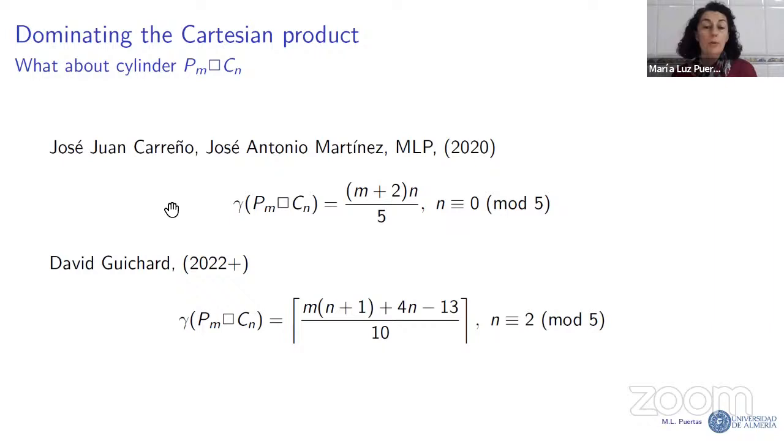And very, very recently, because it's not published, but you can find the paper in arXiv, Guichard uses the same techniques, I don't want to say our techniques, because indeed they are his techniques, but following the ideas to adapt the techniques from grids to cylinders. He obtained this formula in the case of a cycle with a number of vertices congruent with 2 modulo 5. As you can see, both formulas are quite different. And what happened here is that there is no general formula, but the formula depends on the number of vertices of the cycle modulo 5. And at the moment, we are still working on the rest of the cases.